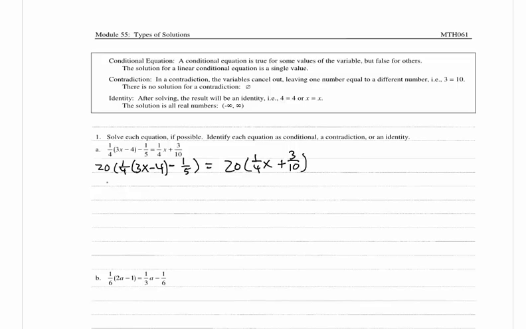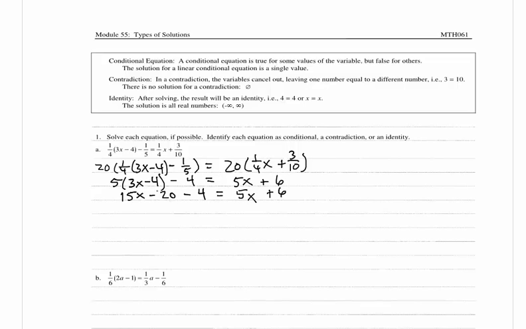20 times 1/4 is equal to 5, so I have 5 times 3x minus 4 minus 20 times 1/5, which is 4, and this is equal to 20 times 1/4 x, which is 5x, and 20 times 3/10 is equal to 6. And now I'm going to distribute my 5 through the parentheses on the left side of the equation. So I have 5 times 3x is 15x, 5 times negative 4 is negative 20, minus 4 is equal to 5x plus 6.